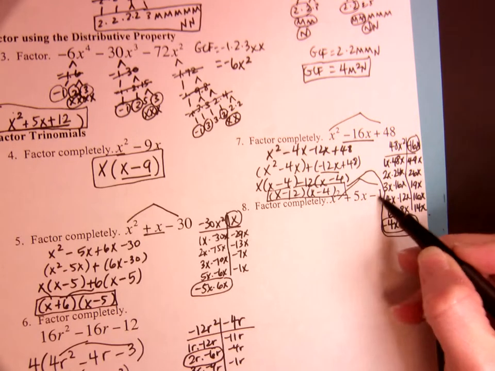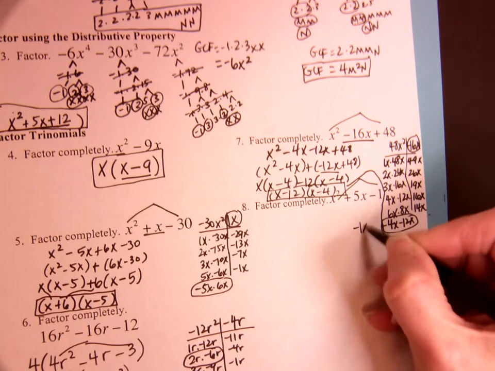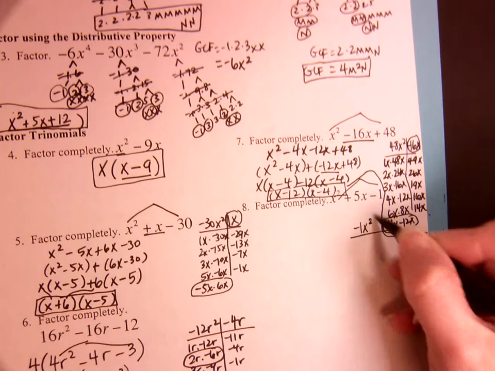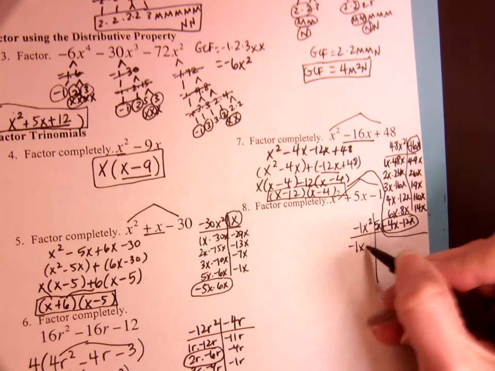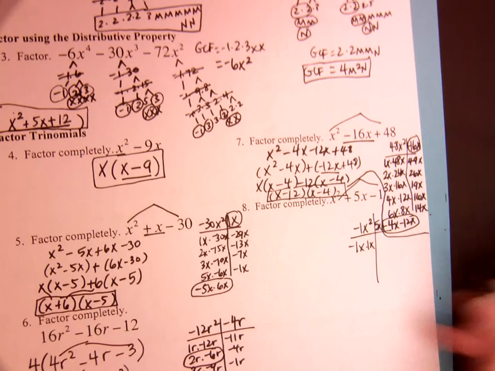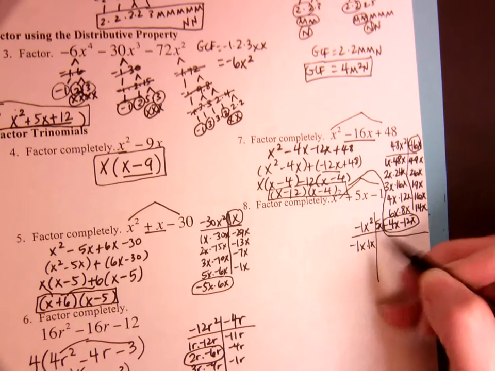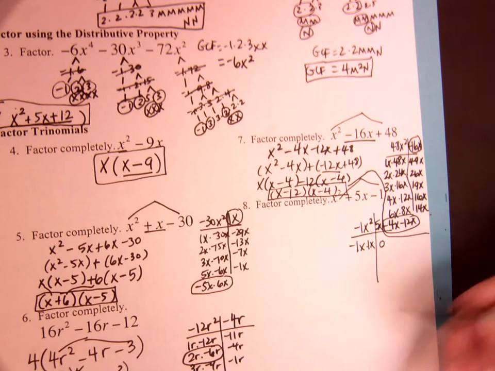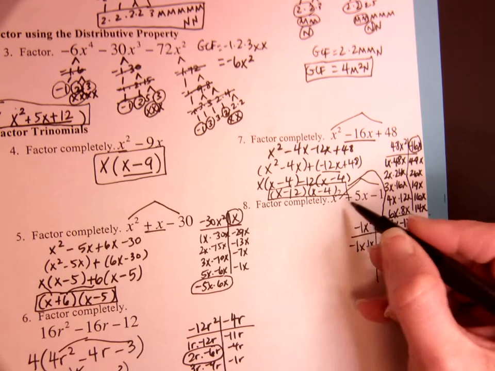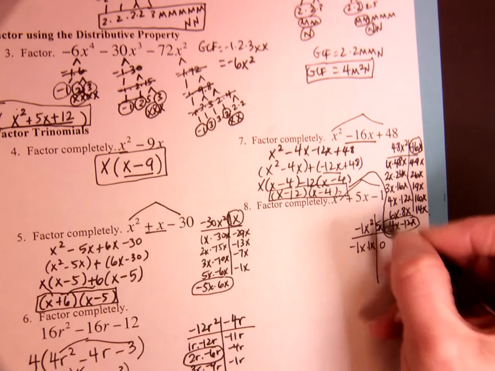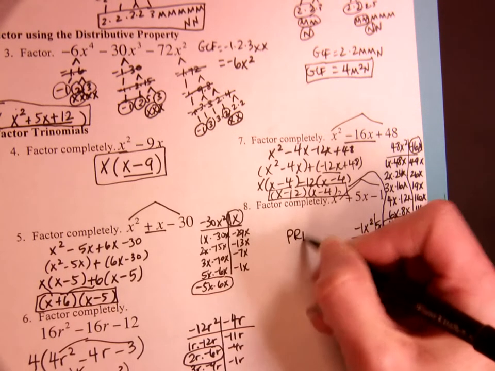It's a little messy here, but we have x squared times negative 1. So this would be negative 1x squared that we're multiplying to, and we need to add to 5x. Well, the only things that multiply to negative 1x squared would be these two numbers, and that would give you 0. And that's not going to be able to give you 5x even if you change the signs around. So this one, since it doesn't have a greatest common factor and it can't factor with rooftop, is called prime.